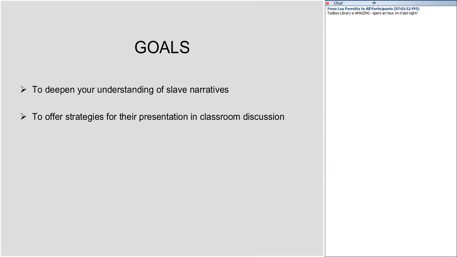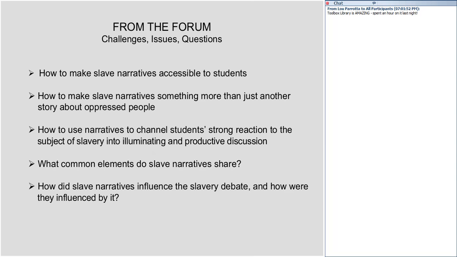Our goals tonight are simple. We have two goals. First of all, we want to deepen your understanding of slave narratives, and we want to offer you strategies for their presentation in classroom discussion. Now, many of you participated in the forum prior to the seminar, and we've called a number of concerns out of that forum that we'll be covering tonight. First of all, a common theme in the forum was how to make slave narratives accessible to students, and I'm very certain we're going to be able to accommodate that for you this evening.